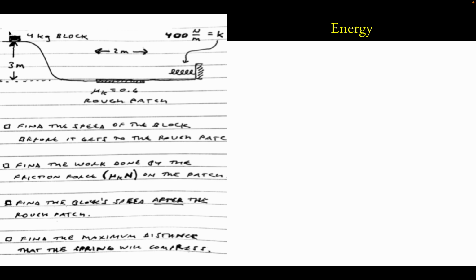So we have a situation here where a block is going to slide down a hill, and then it's going to hit a rough patch, and then it's going to hit a spring. So first we're asked, find the speed of the block before it gets to the rough patch. So it's just sliding down a hill.